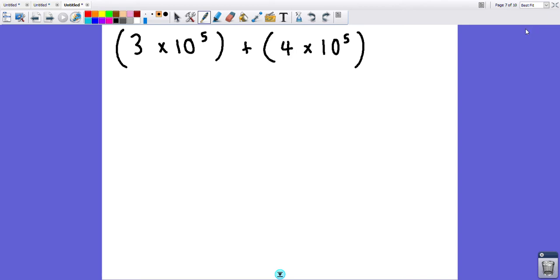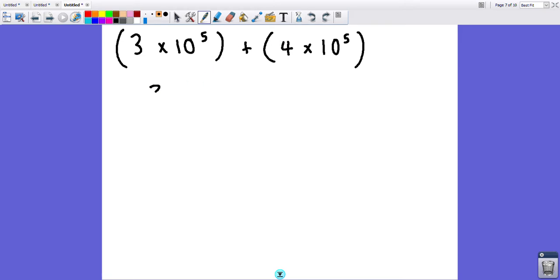Okay, I'm going to run through some adding in standard form questions. I'm going to cover a bunch of adding questions, but really it could be applied towards subtracting as well. The same principles would still apply. In this question, we have 3 lots of 10 to the 5 plus 4 lots of 10 to the 5.